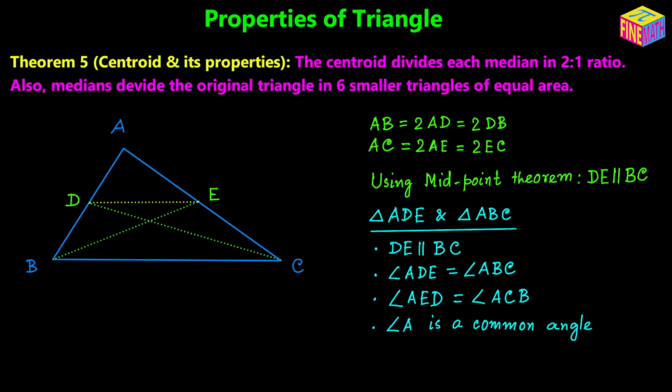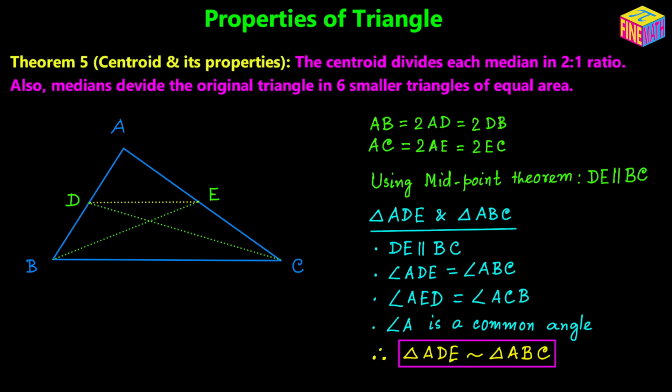And also angle A, or you can think of it as angle BAC or CAB, is a common angle between those two triangles. So between these two triangles we can see that the corresponding angles are equal. That means those two triangles will be similar triangles.